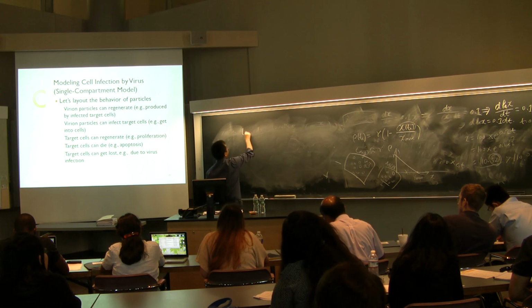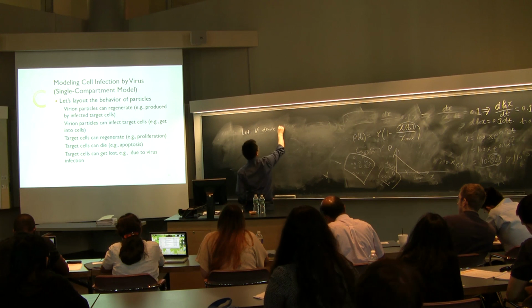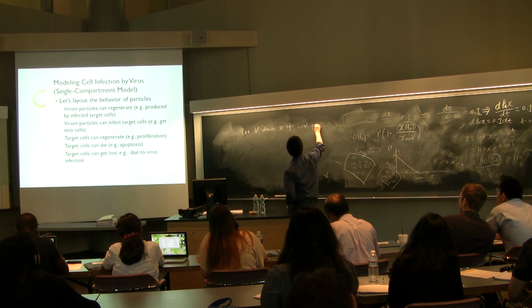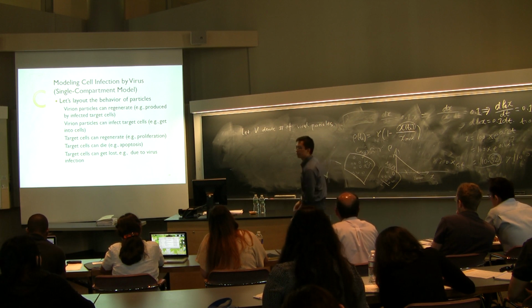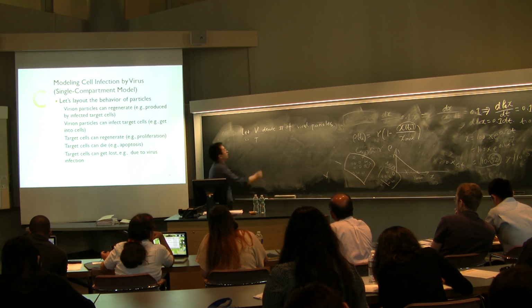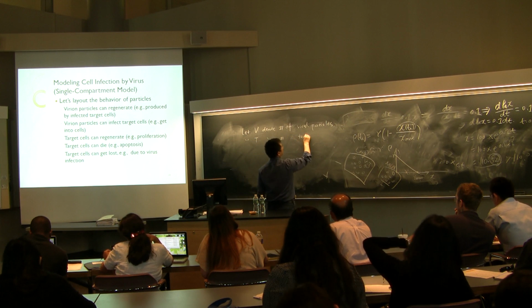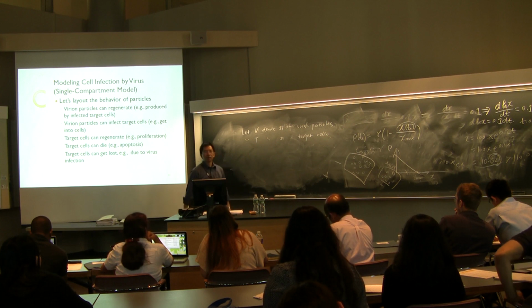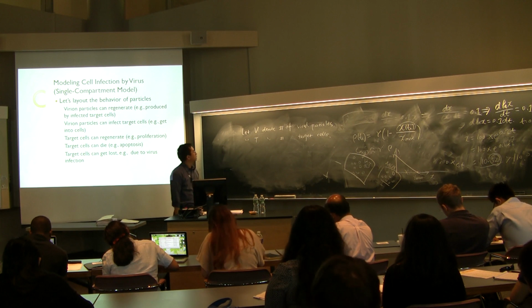So we can let V denote the number of viral particles. That's our first player in the game. And we can let T denote the number of target cells.